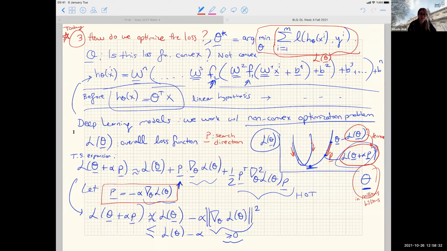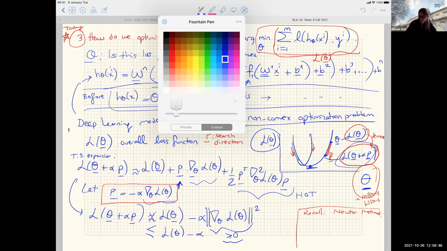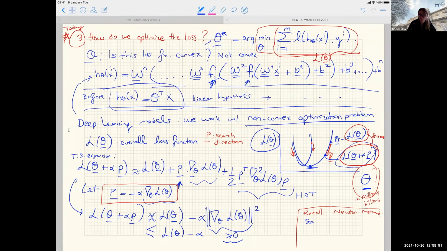You can also recall Newton's method, for instance. There, the search direction is proportional to the Hessian.